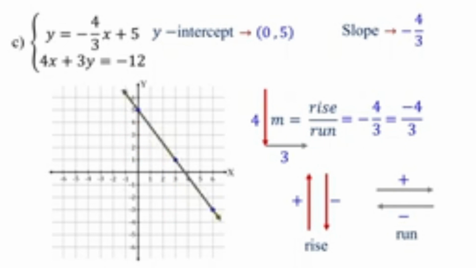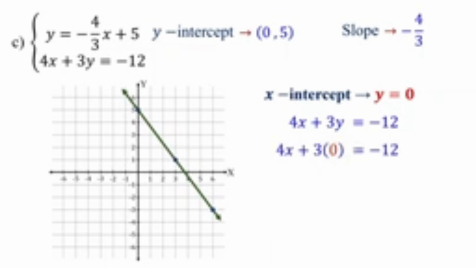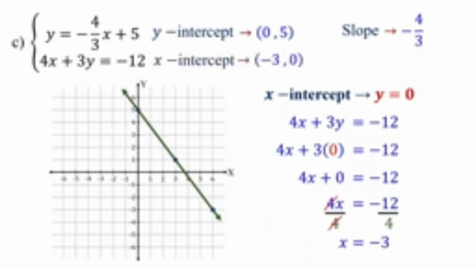Now, let's move on to graphing the second equation using the intercept method. First, let's find the x-intercept. Set y to 0 and solve for x. 3 times 0 equals 0, so we are left with 4x equals -12. Dividing both sides of the equation by 4, we get x equals -3. So, the x-intercept is -3, 0.